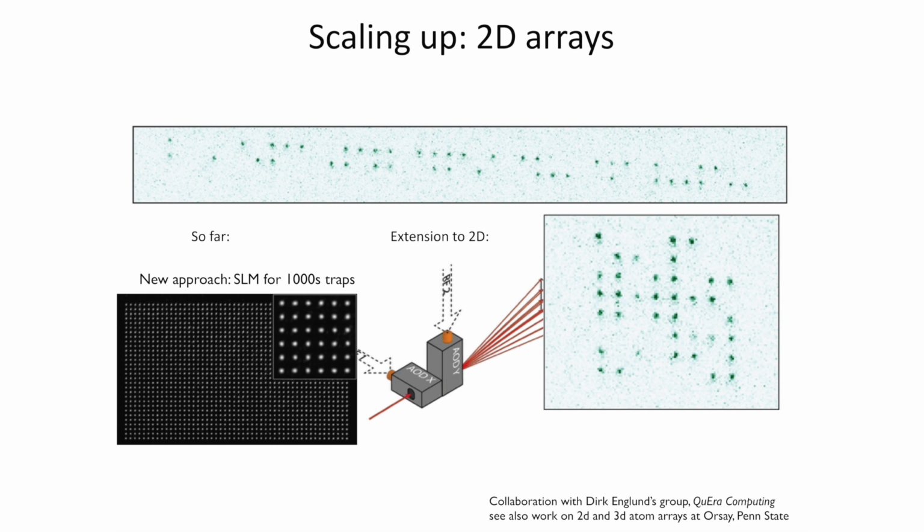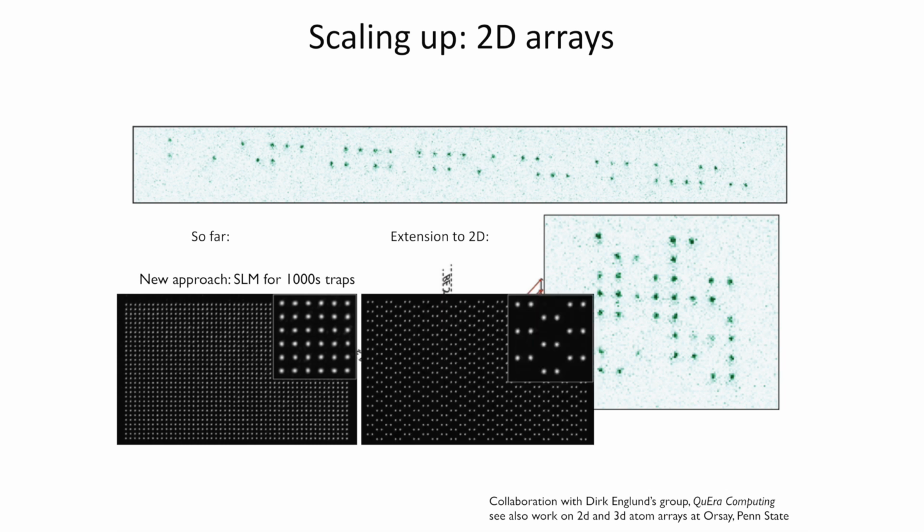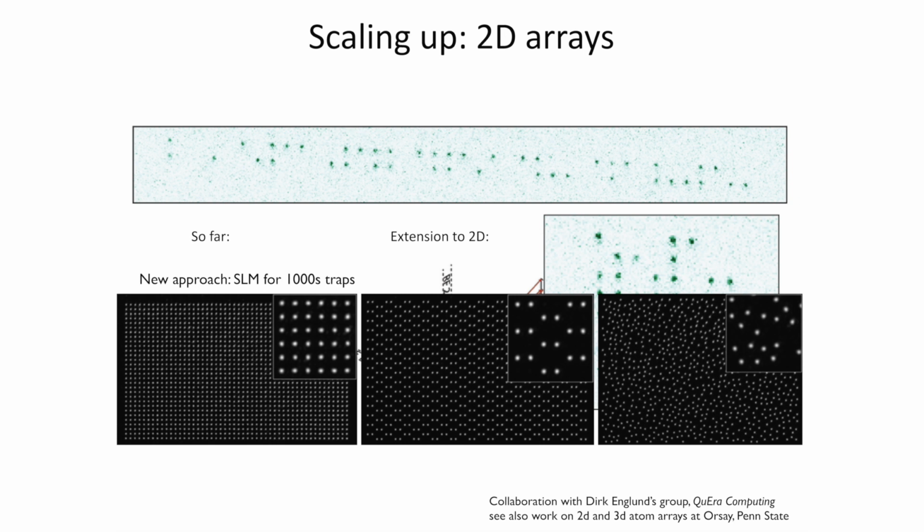So here is a new generation where we produce the traps a little bit differently by using spatial light modulators. Here are more than 1,000 traps. This is so far just traps, no atoms yet. And we can rearrange these traps in different ways. And then what we do is combine them with this pair of spatial light modulators to start loading these traps.